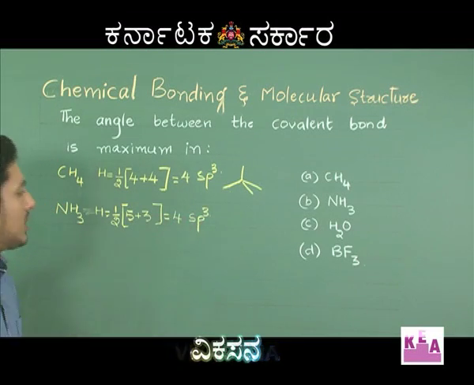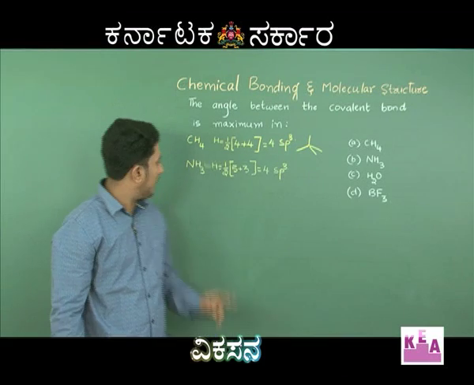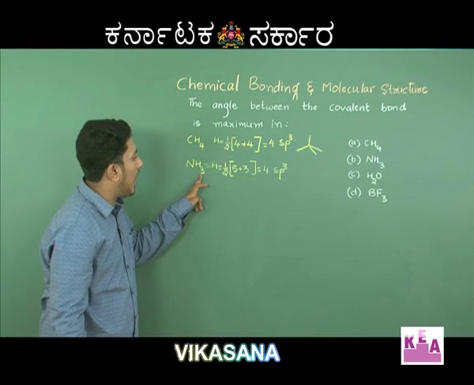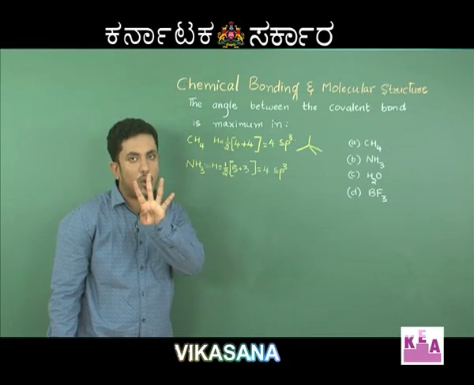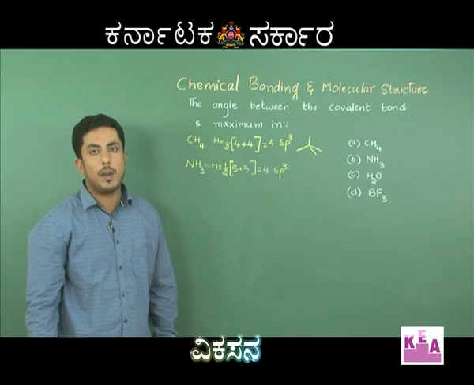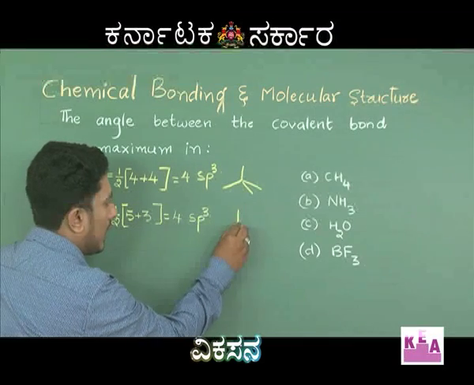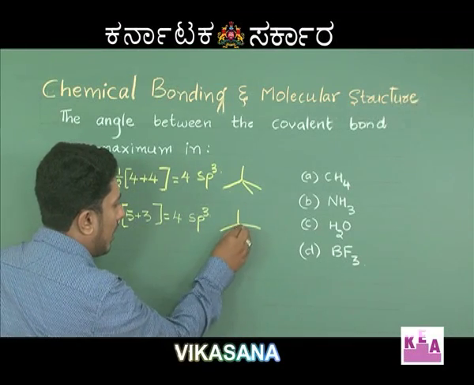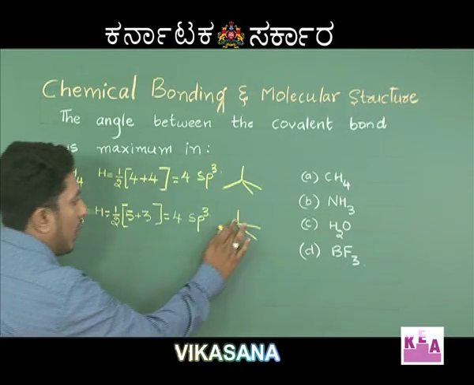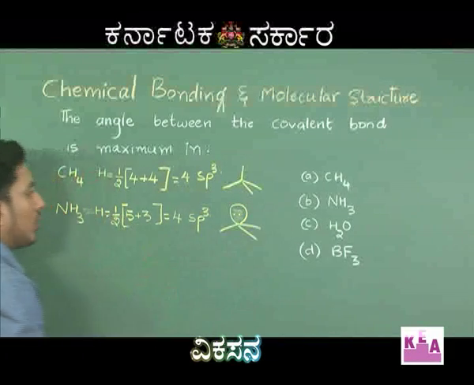If the hybridization is sp3, then nitrogen contains 4 sp3 hybrid orbitals. Nitrogen is linked to 3 hydrogen. That means out of 4 orbitals, 3 are occupied by hydrogen and 1 is occupied by a lone pair of electrons. Since the hybridization is sp3, the geometry will be tetrahedral, but one position will be occupied by a lone pair and 3 positions will be occupied by bond pairs.